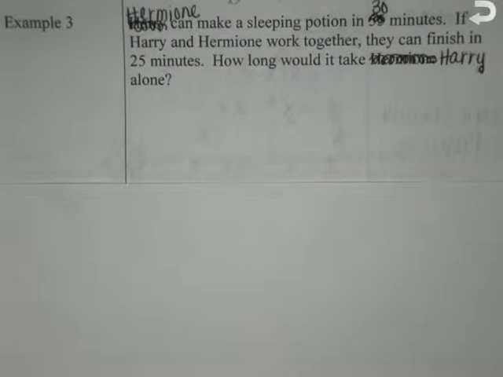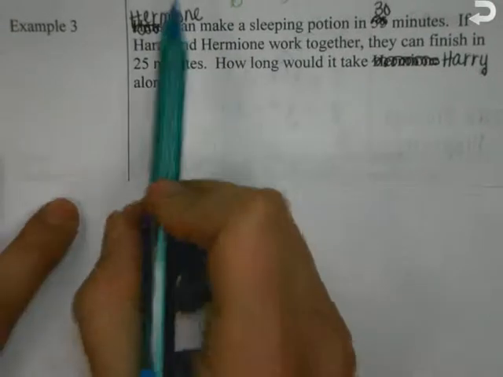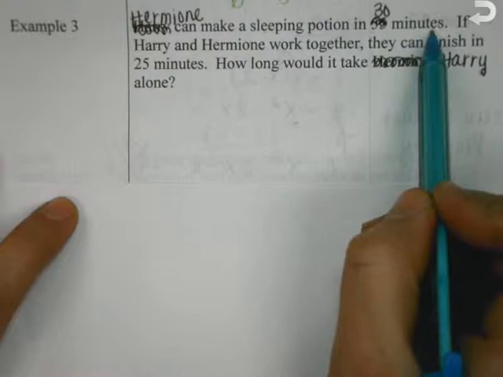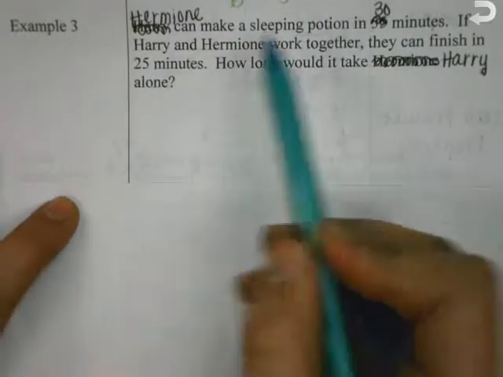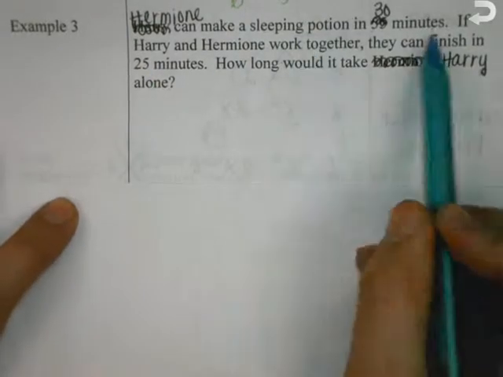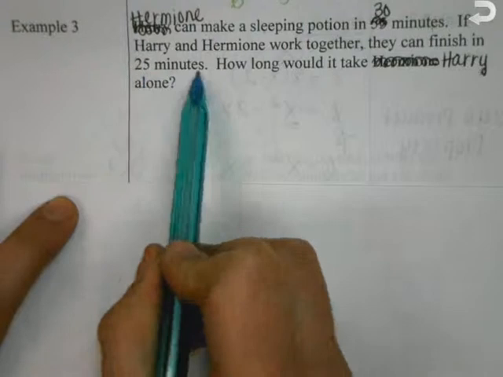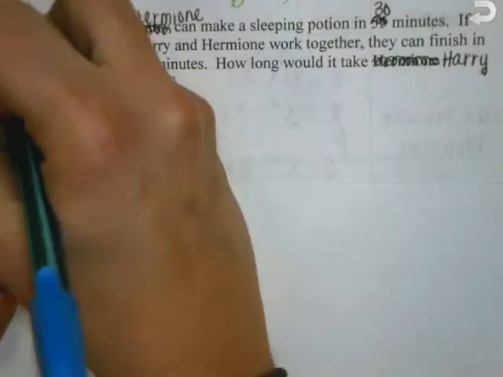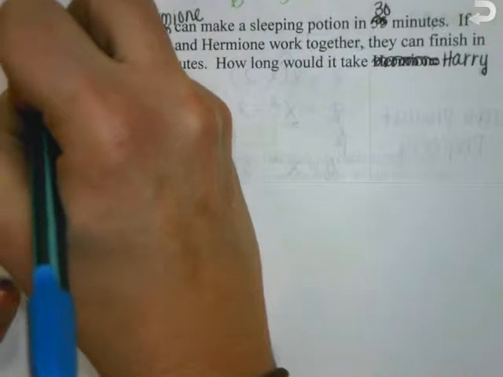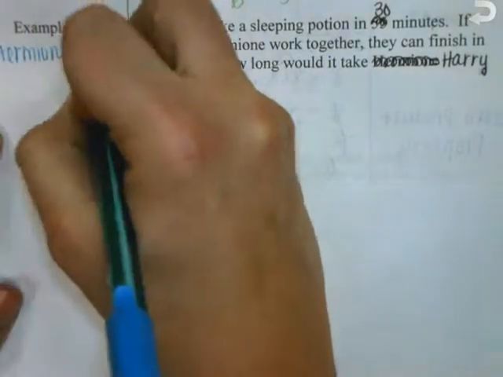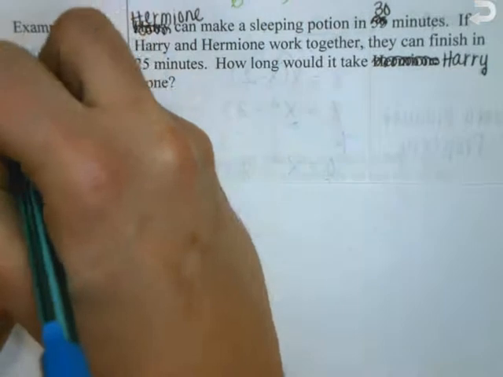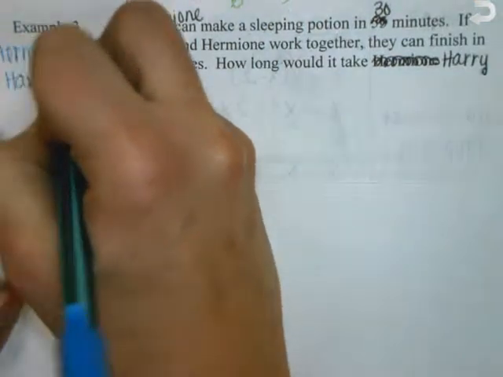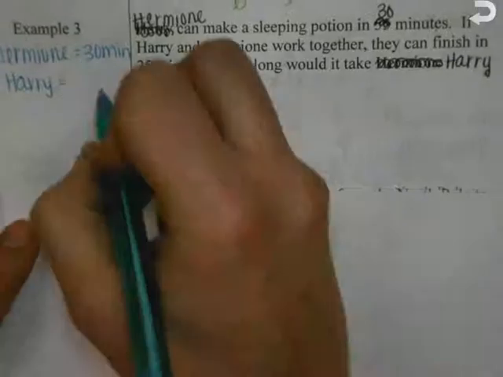Example 3. Hermione can make a sleeping potion in 30 minutes. If Harry and Hermione work together, they can finish in 25 minutes. How long would it take Harry alone? So how long does it take Hermione? 30. So Hermione is equal to 30 minutes. Do we know how long it takes Harry? No, so what do you want to call it? X. Let's call it X. Or P for patient. You can use whatever variable you want, it doesn't matter.